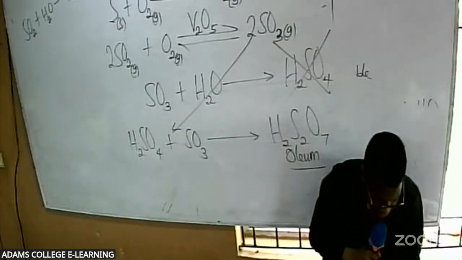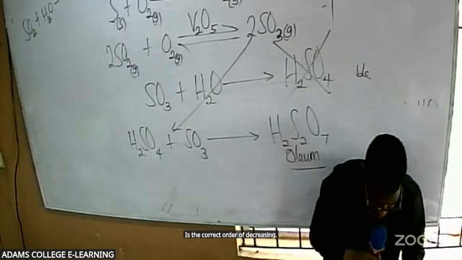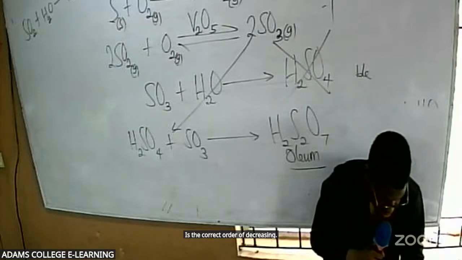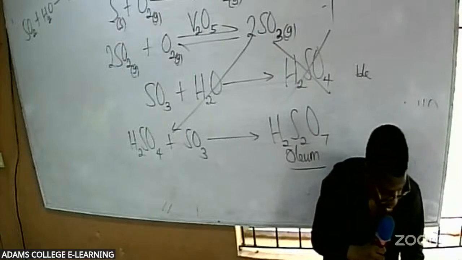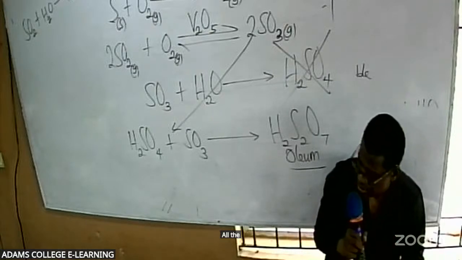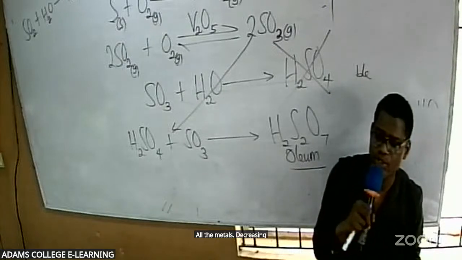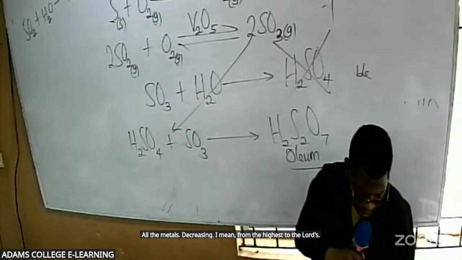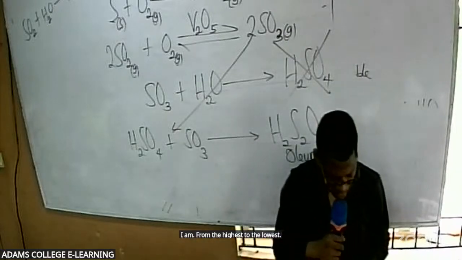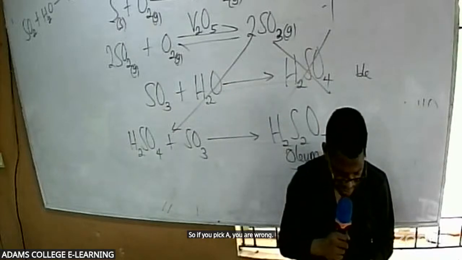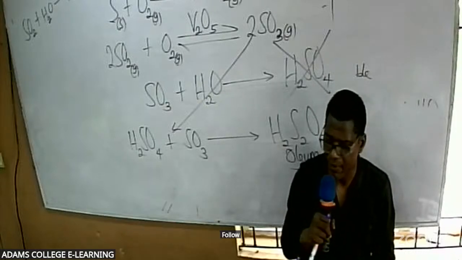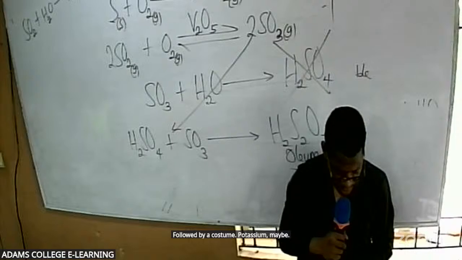Which of the following is the correct order of decreasing activity of the metals? Decreasing, I mean from the highest to the lowest. So if you pick A, you are wrong. From the highest to the lowest, the answer is B. Sodium is the highest, followed by calcium. It should have been potassium, maybe, but it is not there. So sodium goes first.